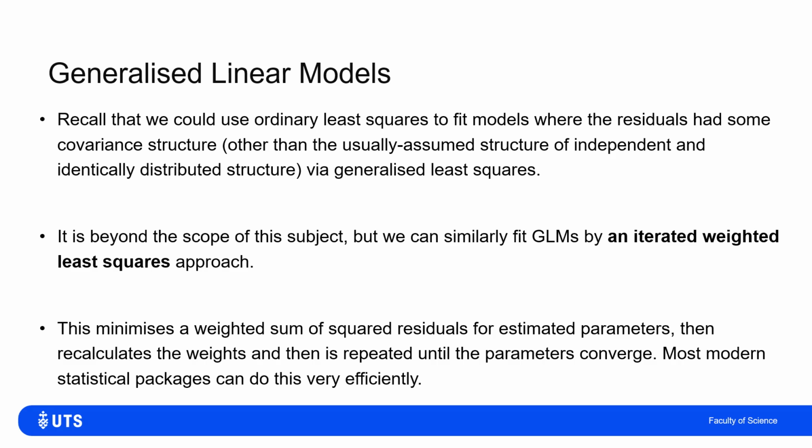The idea of this is that you get a weighted sum of squared residuals for some estimated parameters, and then you minimize those. And then based on that, you then recalculate the weights, recalculate the parameters, recalculate the weights, recalculate the parameters, and repeat until it converges. So whilst that sounds quite painful to do, well, it would be by hand, but modern computing packages can generally do that very, very efficiently.